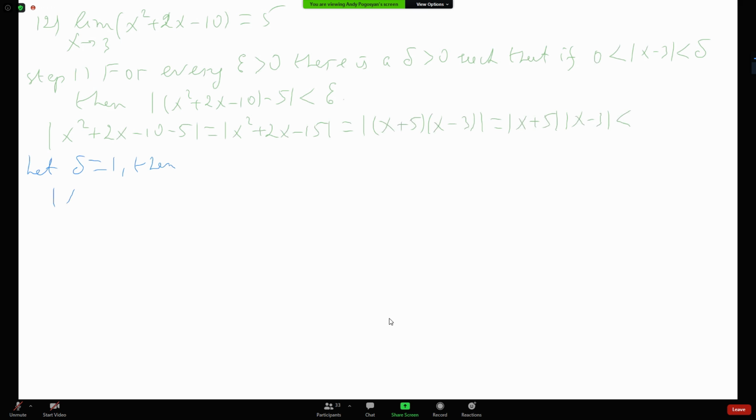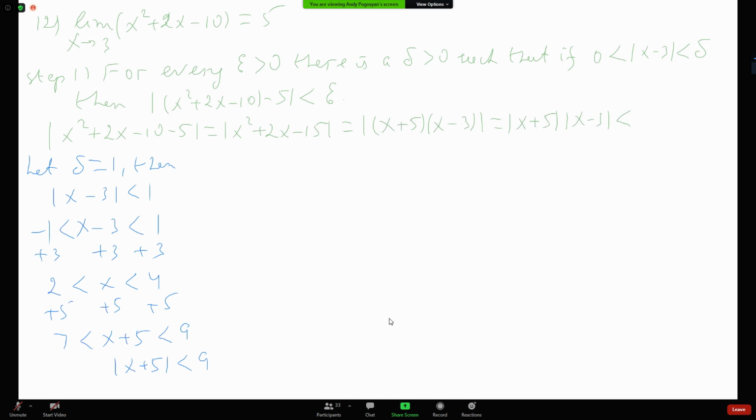Then absolute value x minus 3 less than 1. So x minus 3 is less than 1 and greater than negative 1. You can do it in one step, or in two steps. Let's say plus 3: 2 is less than x less than 4. X is between those two numbers. I need to estimate x plus 5, so add 5 to all three parts: 7 less than x plus 5 less than 9. So absolute value x plus 5 is less than 9.